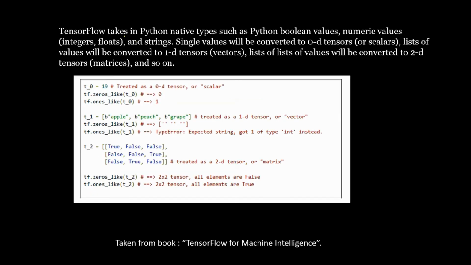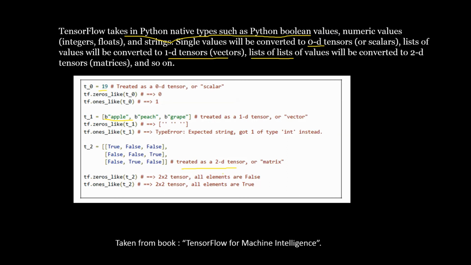TensorFlow will take Python native types such as Python Boolean values, constant values, strings and so on, and convert them into tensors. Since TensorFlow takes input as tensors and outputs tensors, it will convert everything into tensors. Scalar values will be converted to 0D tensors, list values will be converted to 1D tensors or vectors, and lists of lists will be converted to 2D tensors like matrices. If this is a scalar value, it is a zero-dimensional tensor. If it is a list like this, it's a one-dimensional tensor, a vector. And if you have a list of lists like this, it's treated as a two-dimensional tensor or matrix.